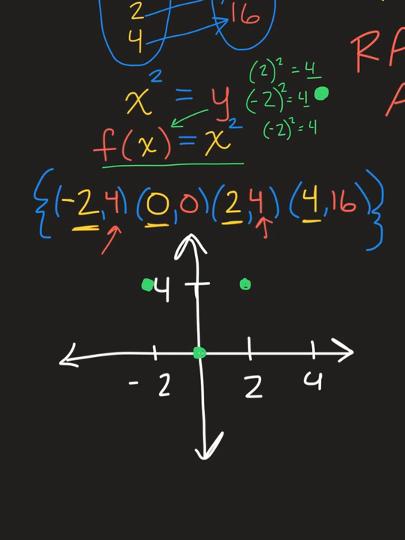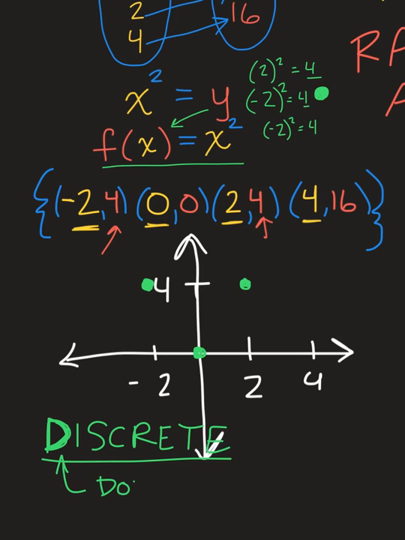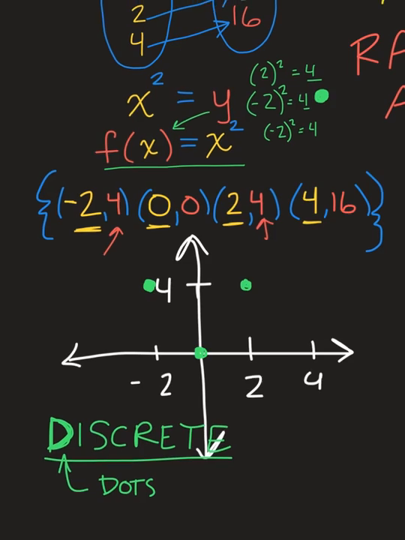And we had a special name for this type of graph. When all of your points are by themselves or when there are breaks in between lines, it's called discrete. And discrete data requires a different way of writing the domain and range. So one of the things that helped me remember that was discrete, think dots. And that's what you can see here.